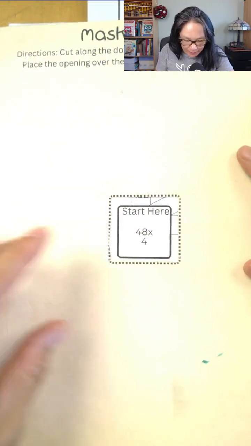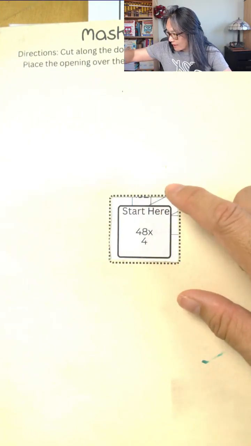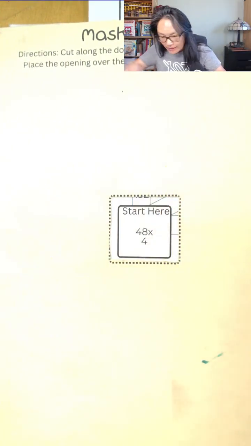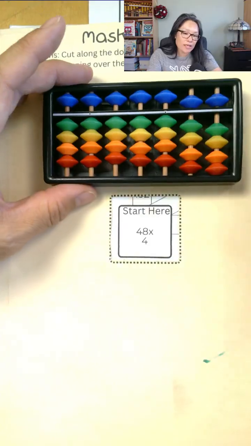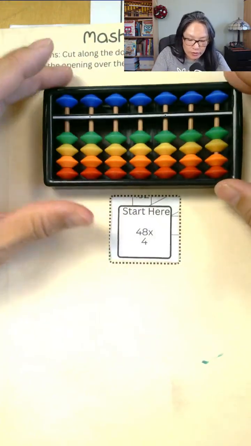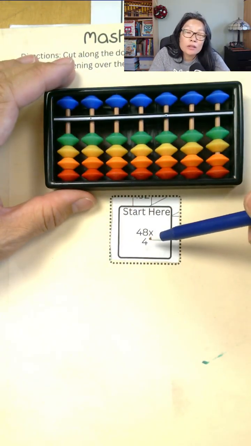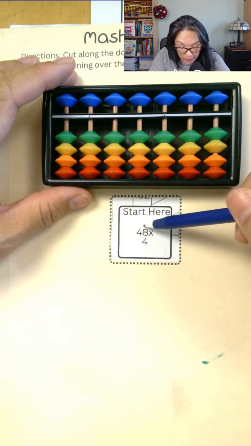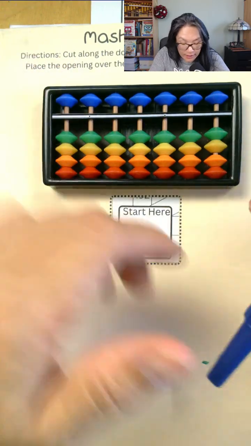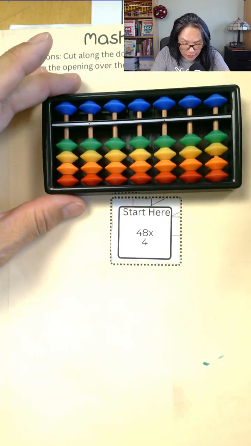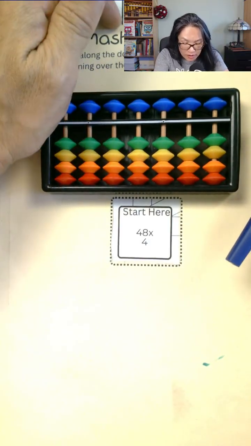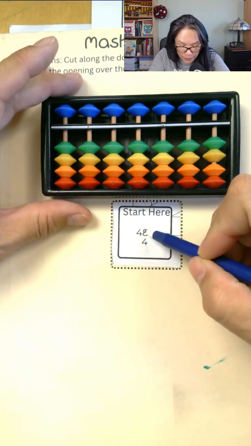Okay, great. So the first thing we're going to do on the abacus is we need to understand where to put our starting point. The reason why is because in multiplication, what we do is distributive property. So here I have 48 times 4. And this is just a prototype right now. It's not completely formatted, but usually it'd be horizontal. So what we're going to do is 48 times 4.